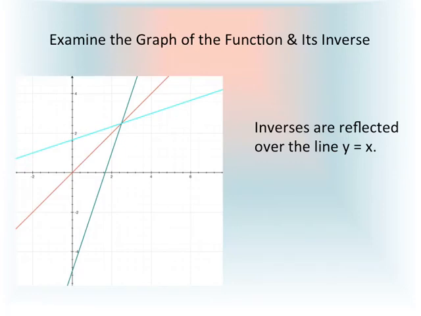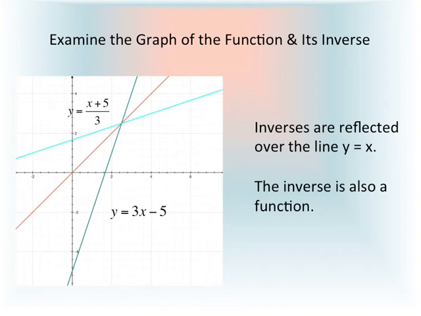If we were to look at this graph, we can see that the two inverses are reflected across the orange line, y equals x. The darker green line is the original function y equals 3x minus 5. The aqua line is the inverse, y equals (x plus 5) divided by 3. We can see that the inverse is also a linear function.